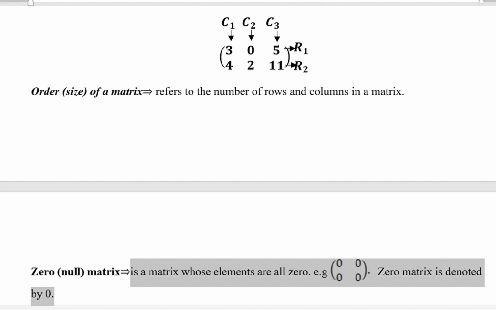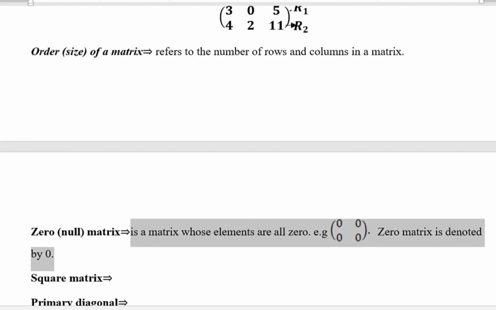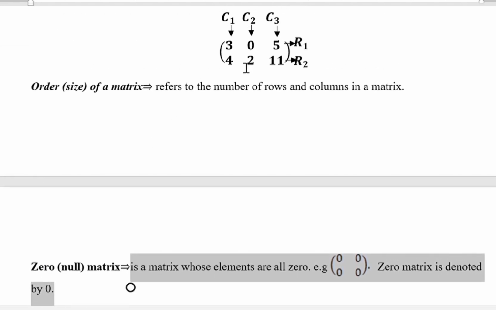A zero matrix is a matrix which has elements consisting of zeros only. You can see this matrix here has elements which are zeros. There's no other number apart from zeros. In that case, we say this is a zero matrix. Now, for the case above, you see not all elements are zeros, and therefore you cannot call this one a zero matrix.